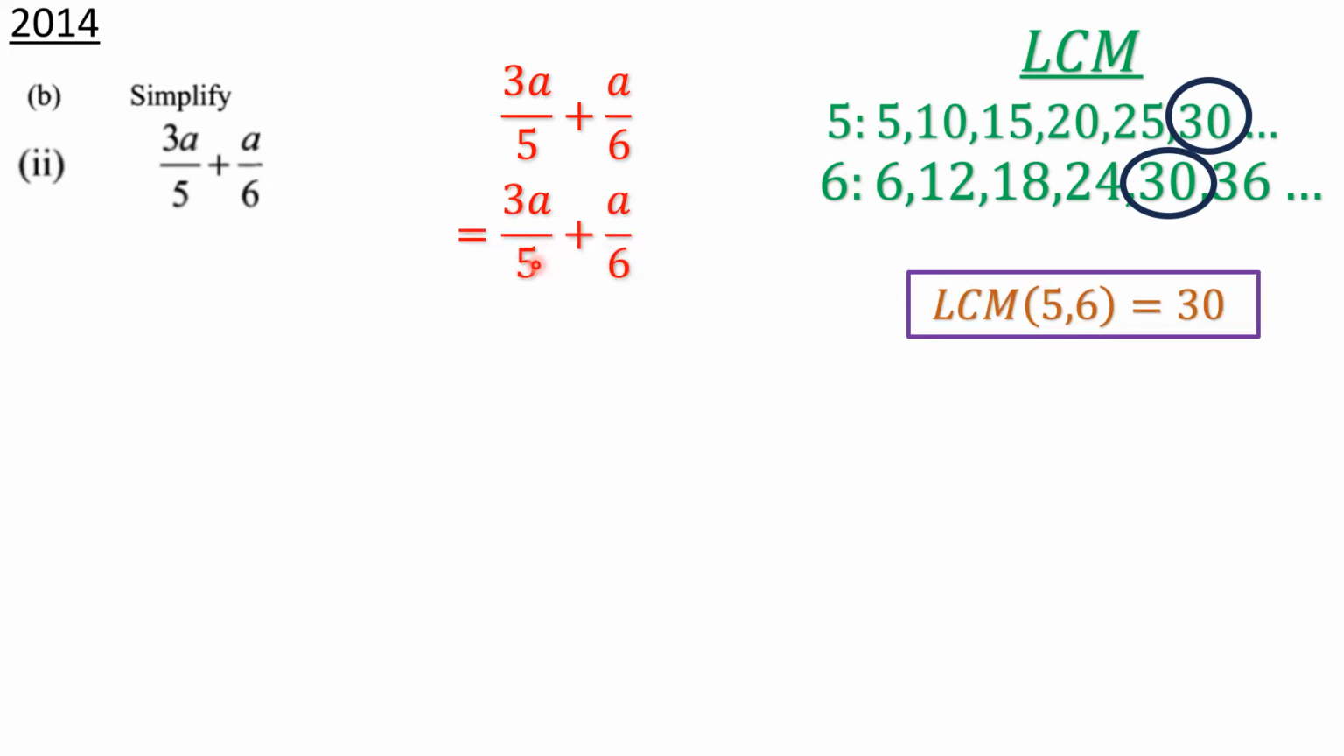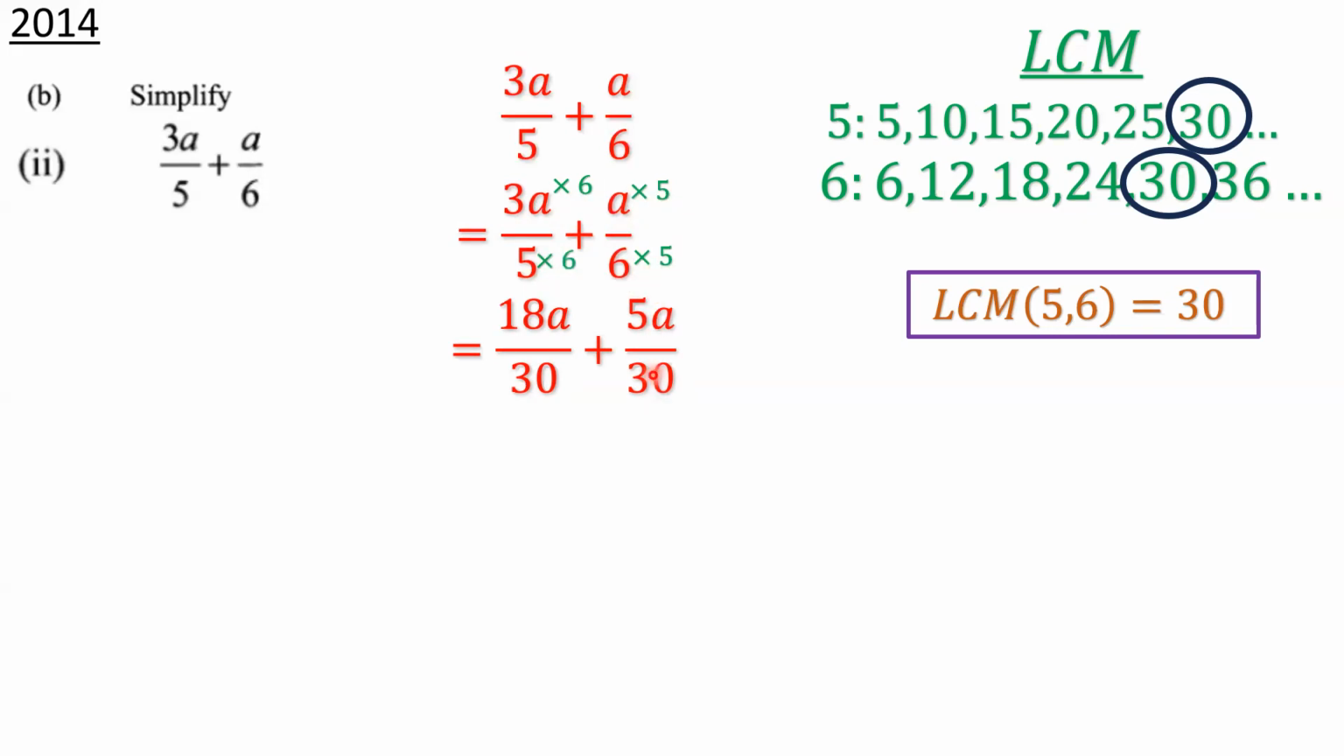Well, in terms of 5, what times 5 gives us 30? The answer is 6. So 5 times 6 is 30. So we're going to multiply 6 by both the numerator and the denominator. And then for 6, 6 times 5 is 30. So we're going to multiply the top and bottom by 5. Okay, so we have 3a multiplied by 6, which is going to be 18a, and 5 multiplied by 6 is going to be 30. Then we have a times 5, which is 5a. Then we have 6 times 5, which is definitely going to be 30.